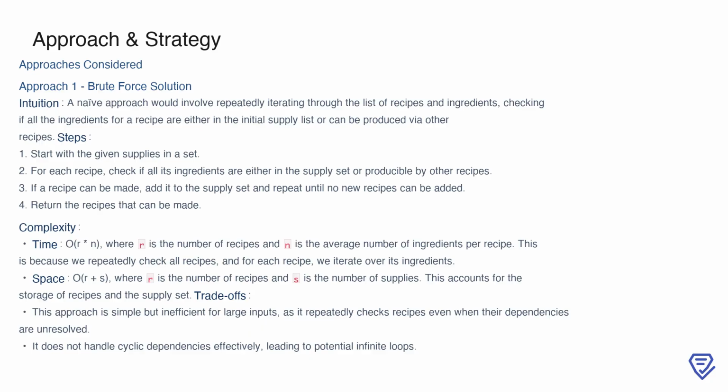While simple to understand, this approach comes with significant trade-offs. Its time complexity can be high because we repeatedly check all recipes, and the space complexity grows with the number of recipes and supplies. Additionally, this method struggles with cyclic dependencies, which can lead to infinite loops. These limitations make it inefficient for larger input sizes or complex scenarios.